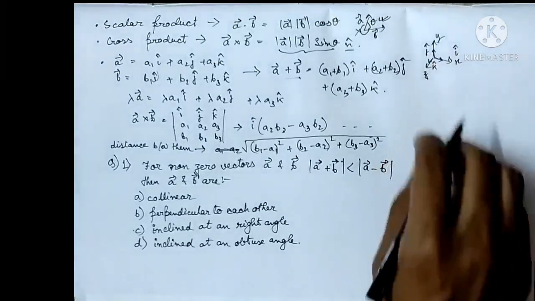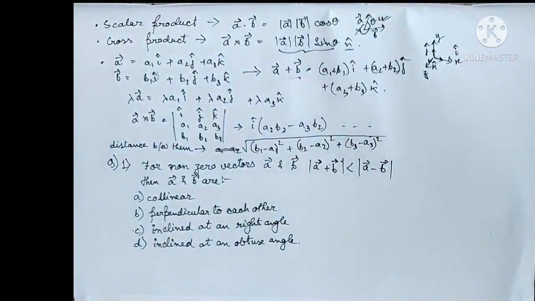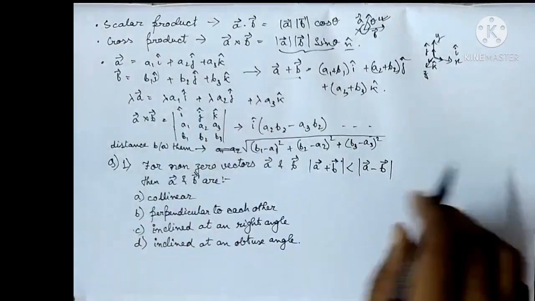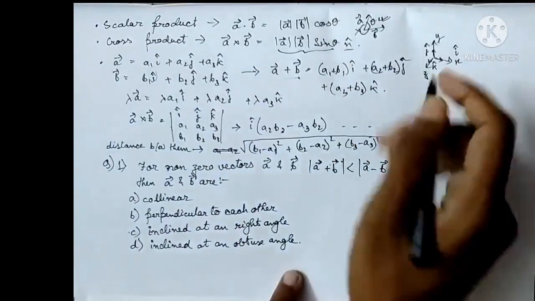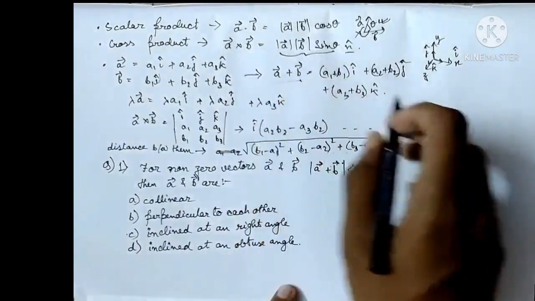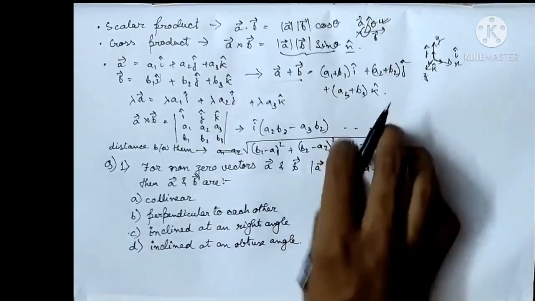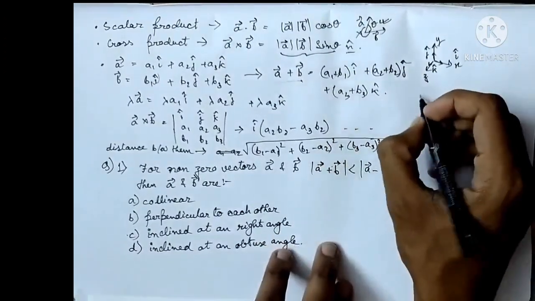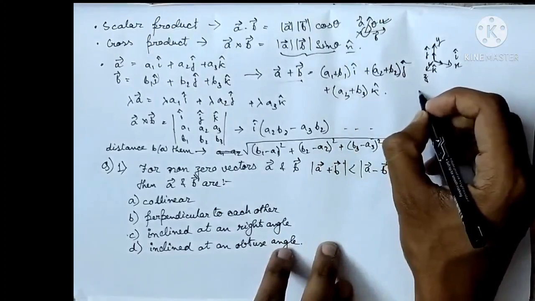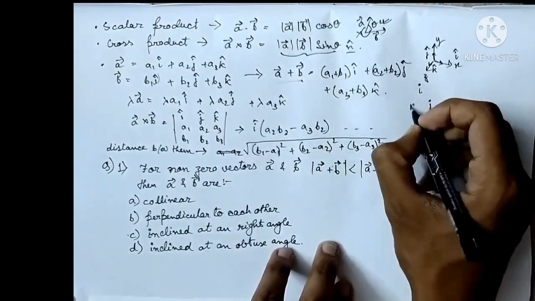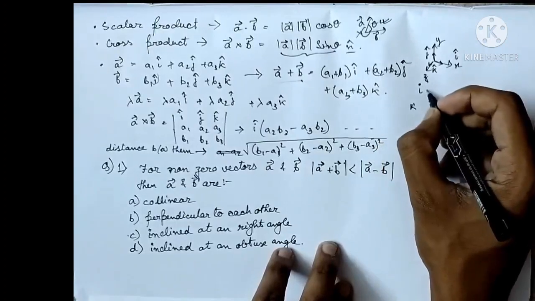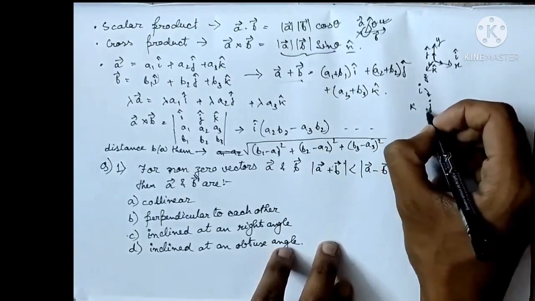One more important thing you must know is, for this cross product, if you multiply i, j and k, this goes like this.